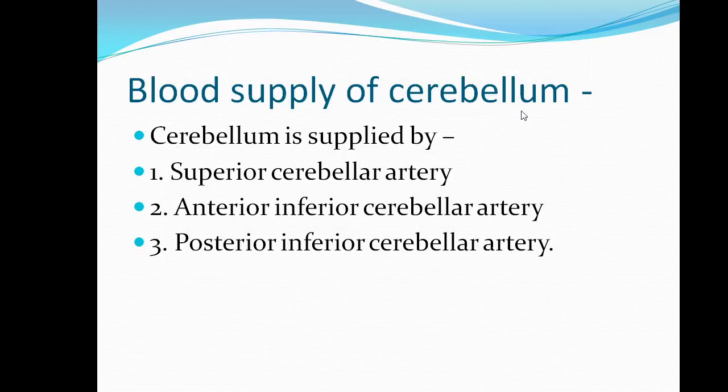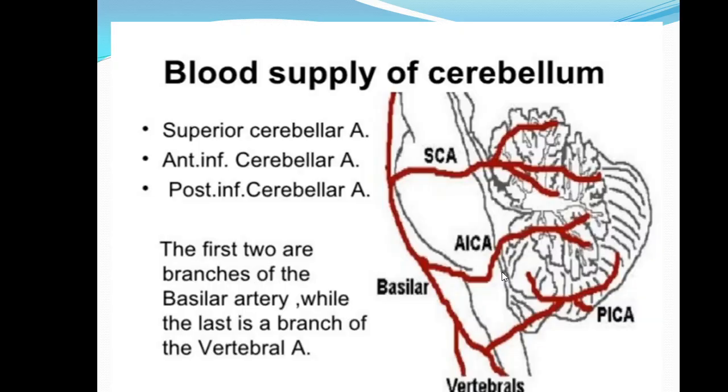Blood supply of the cerebellum. The cerebellum is supplied by the superior cerebellar artery, the anterior inferior cerebellar artery, and the posterior inferior cerebellar artery. Here you can see the blood supply of the cerebellum. Here you can see the superior cerebellar artery. This is the anterior inferior cerebellar artery, and here is the posterior inferior cerebellar artery.